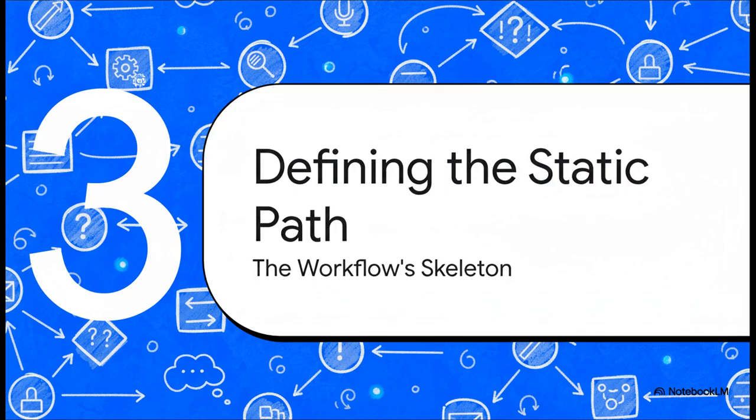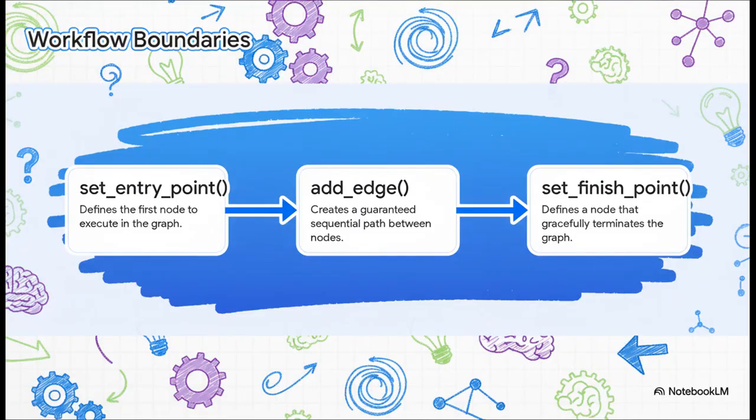Okay, so we have our whiteboard and our doers. Now, how do we connect them? Before we can get fancy and give our agent a brain to make choices, we first have to build the skeleton, the basic, rigid structure of its workflow. And LangGraph gives us some really simple, clear tools for this. You get a set entry point. This is where you start, no questions asked. You get add edge for creating those fixed paths between steps. And you get a set finish point to say, okay, we're done here. Start, connect, end. Super straightforward.